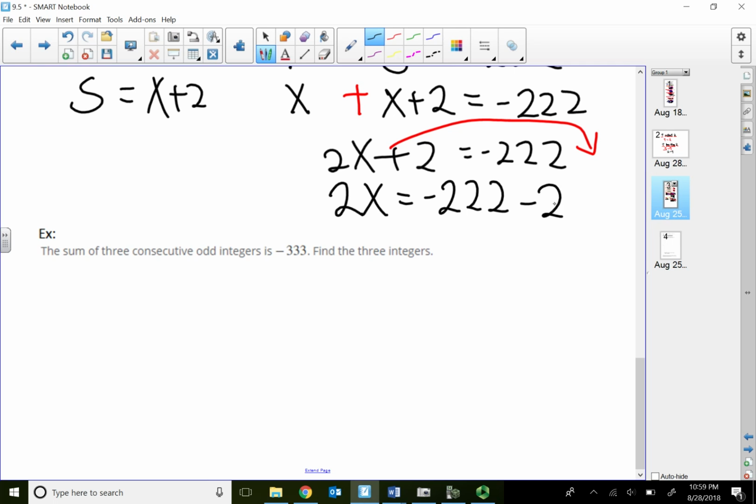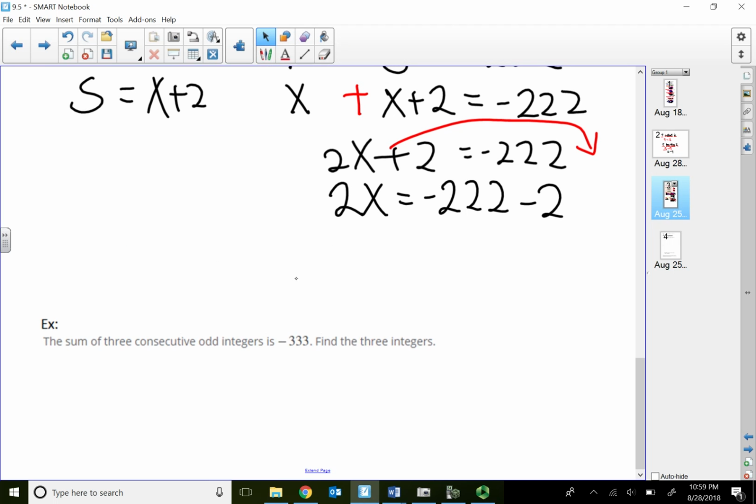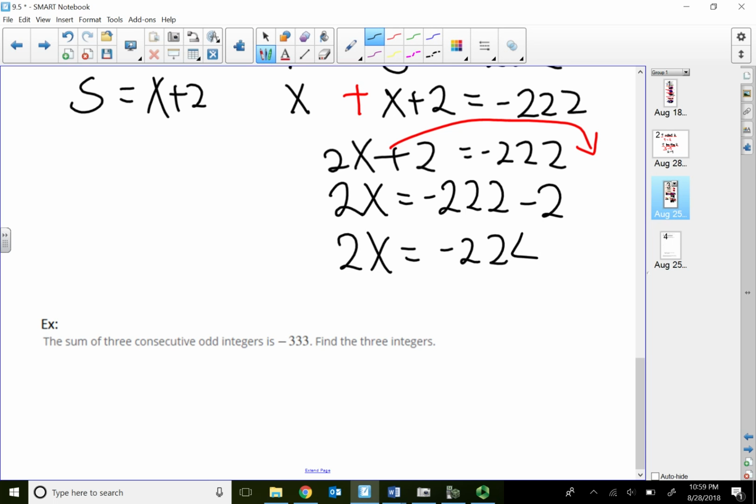Positive 2 comes over, becomes negative. I wrote it down, since there are so many 2's here, it's kind of confusing. So that's 2x equal to negative 224, right? Terms with the same sign, we add. So when I divide both sides by 2, my answer: x equals negative 112.